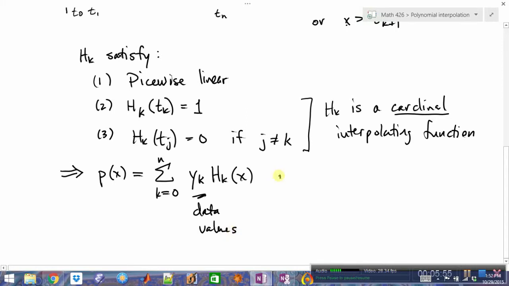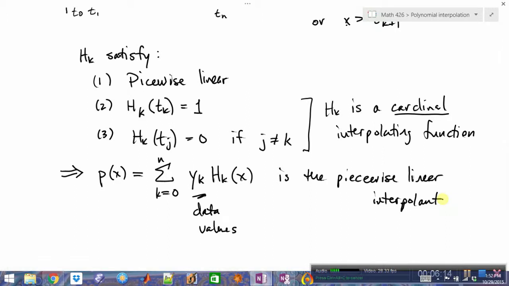So that is the piecewise linear interpolant. And really that just follows by checking it. A linear combination of piecewise linear functions is also a piecewise linear function. So p is piecewise linear. And then because of the cardinality conditions, it's pretty easy to show that the sum collapses into a single term at one of the nodes.